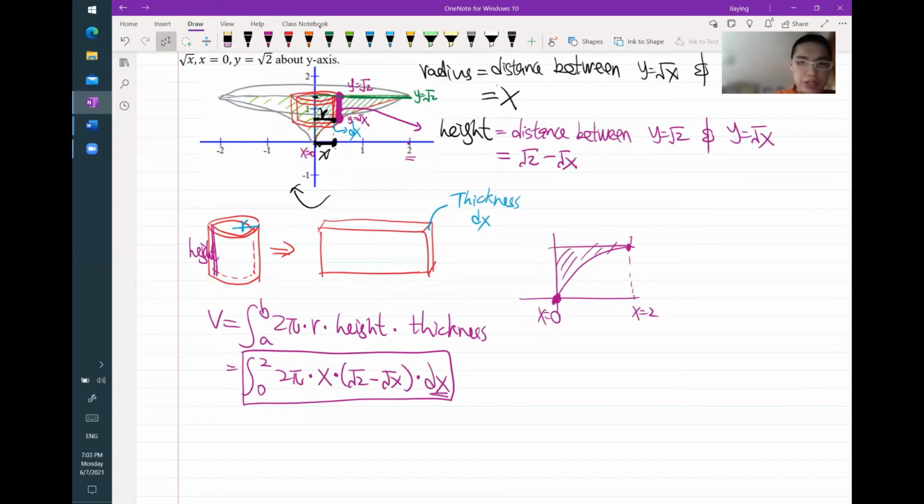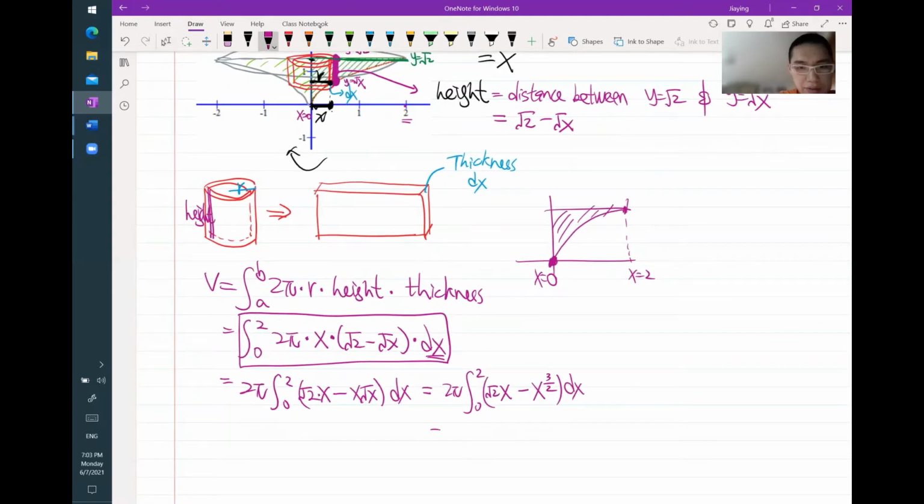All right, let me finish solving this. So to solve this, the next step, I'm going to pull out 2 pi, and I'm going to distribute the x into the parentheses. That will give me 2 pi times the integral from 0 to 2 of square root of 2 times x, minus x times square root of x, dx, and that's equal to 2 pi times the integral from 0 to 2 of square root of 2 x minus x to the 3/2 dx.